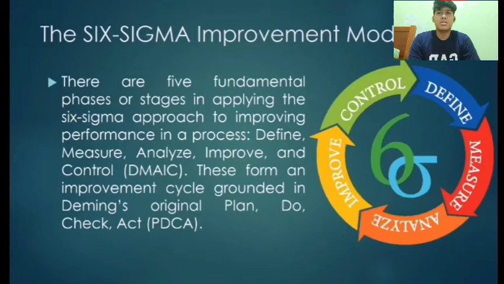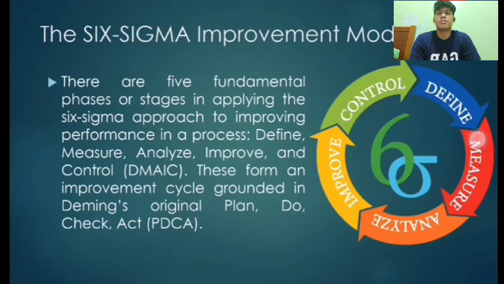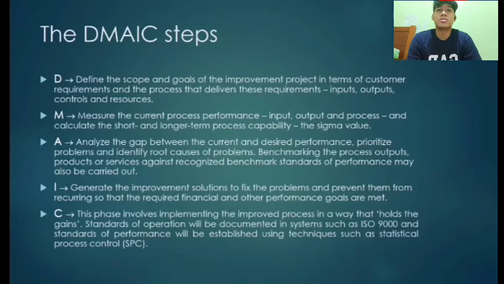So, we have the Six Sigma improvement model. First, we have define, and then measure, analyze, improve, and then control. So, this forms an improvement cycle grounded in Deming's original plan, do, check, and act, PDCA. So, the DMAIC steps. First, we have the D, define. Define the scope and goals of the improvement project in terms of customer requirements and the process that delivers these requirements. You have these inputs, outputs, control, and resources.